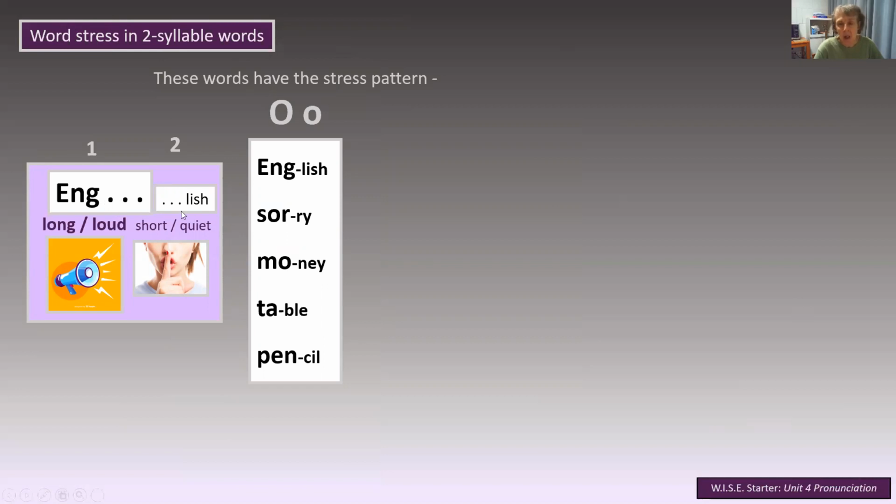English, English. Let's read them. Repeat after me. English, sorry, money, table, pencil.